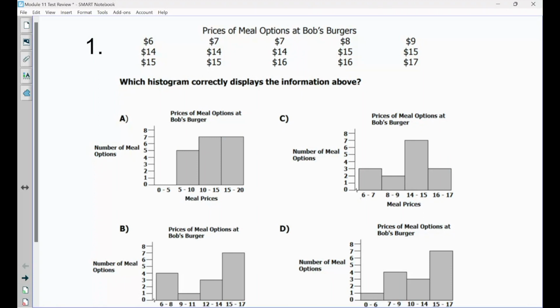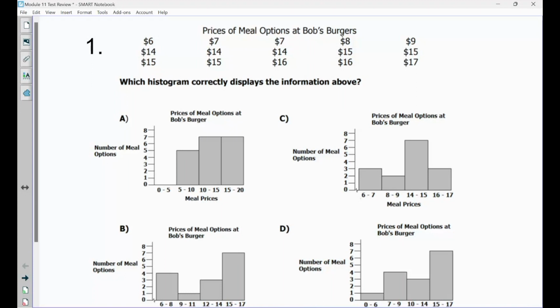Alright, today we're going to be going over the Module 11 test review. Our first question says, which histogram correctly displays the information above? And above we're talking about Bob's Burgers, the different prices of meal options at Bob's Burgers. So let's start by counting.